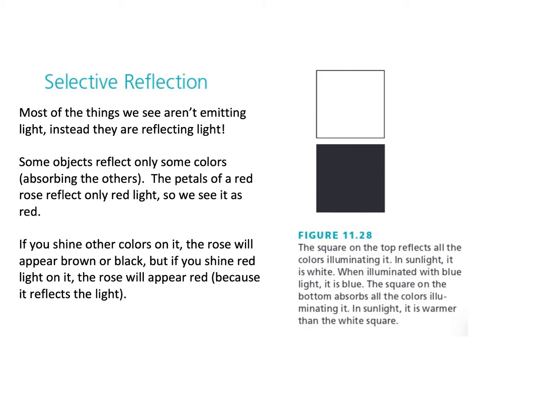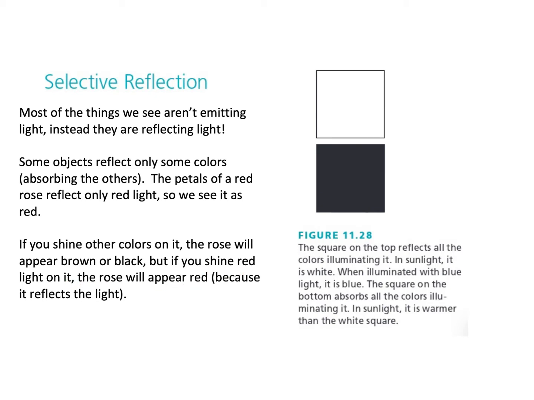What happens to the other colors? They get absorbed. Now, interesting, let's look at another example, like maybe a rose. In our description here, it says the petals of a red rose reflect only red light. That's just in line with what we were just talking about. That's why we see those petals as red. Now, if you shine other colors on it, so for example, if you have a red rose and you shine blue light on it, the rose will appear brown or black. But if you shine red light on it, the rose will appear red.